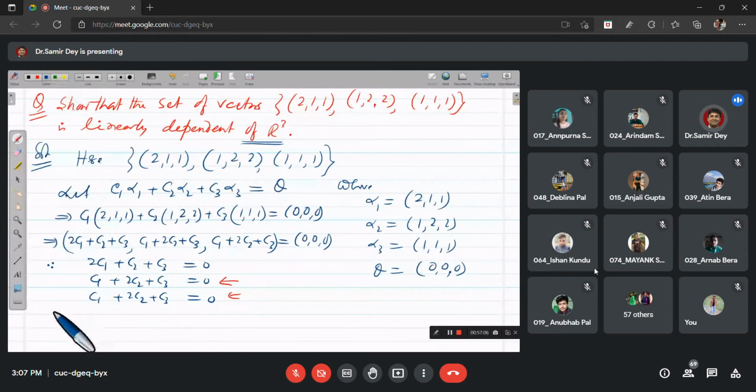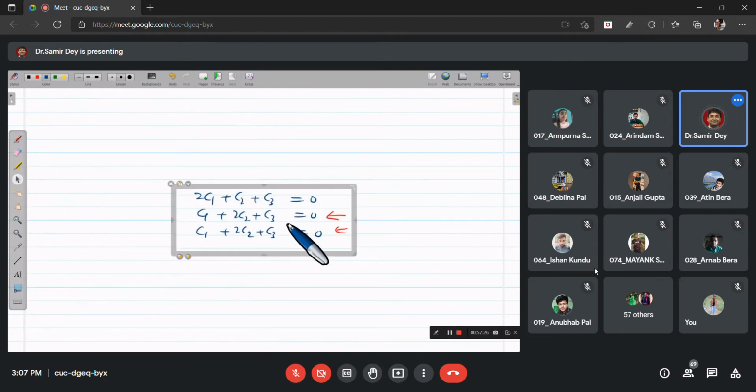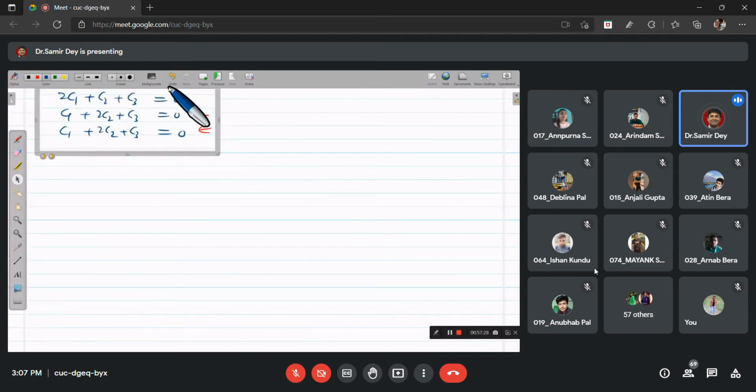If suppose there may be a chance to get a different row also, then what you do? I should solve it in general. It will be better for your understanding. Now come to the next slide.